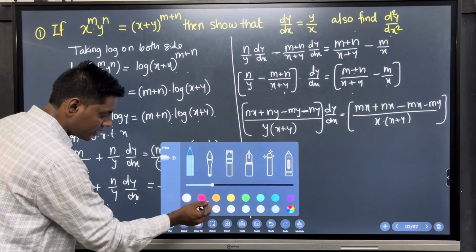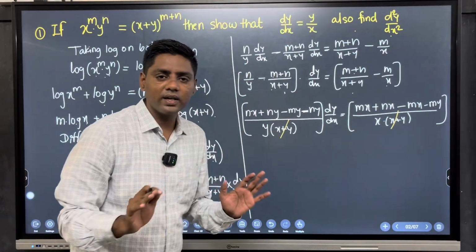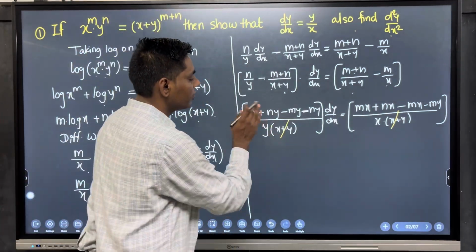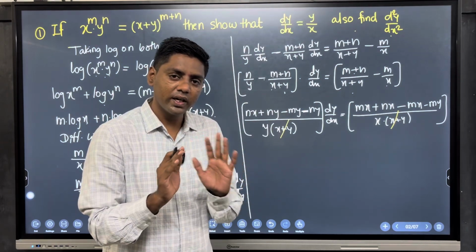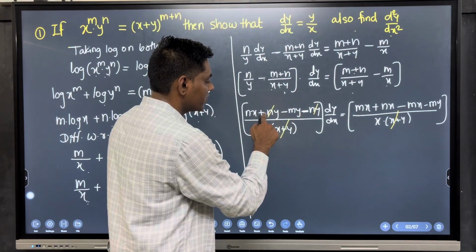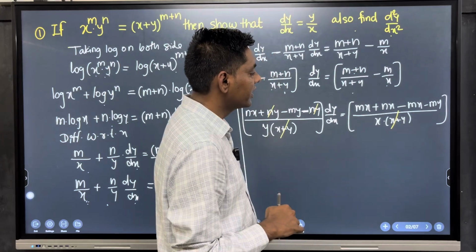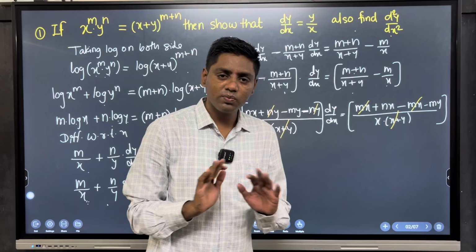So here if you observe clearly, x plus y both get cancelled because both are present at the denominator. Next, observe the numerator, which term is positive and negative and both are the same, they get cancelled. So here ny and ny, positive and negative, the same term gets cancelled. And observe here which term gets cancelled. So mx plus and mx minus both get cancelled.